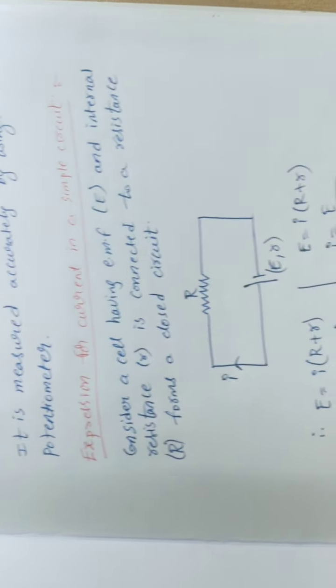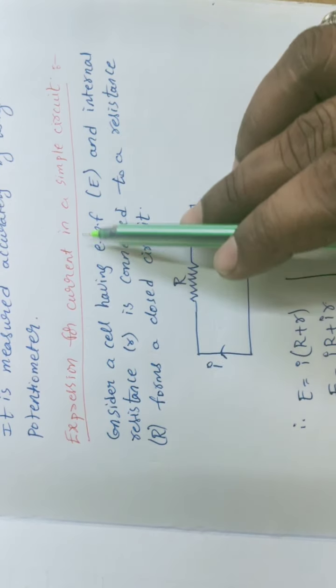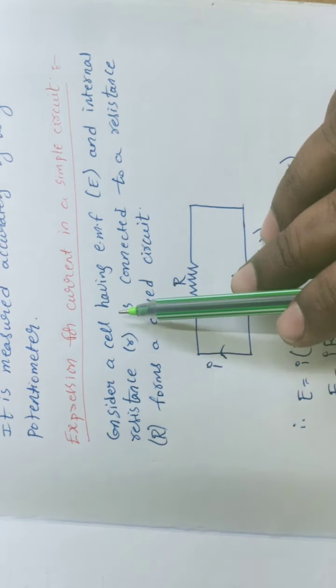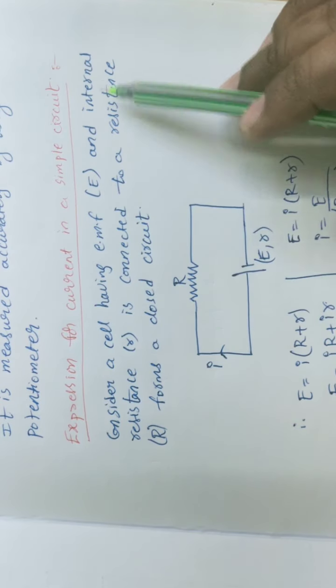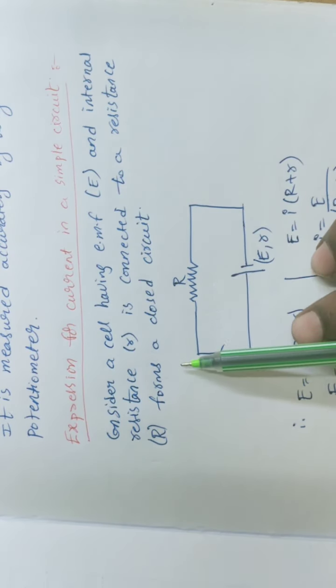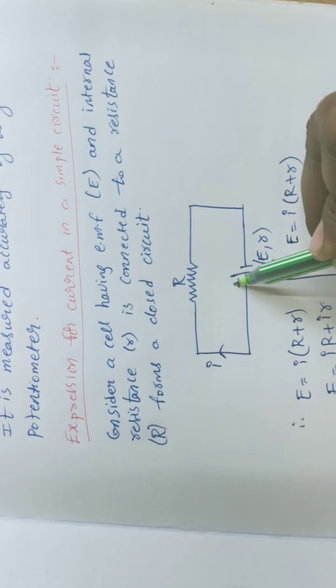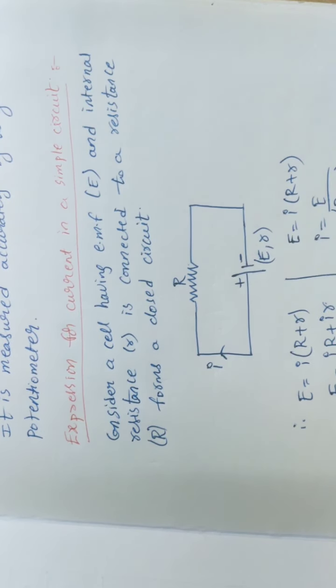Now observe, students, the expression for current in a simple circuit. Consider a cell having EMF E and internal resistance r connected to a resistance R, forming a closed circuit. Observe carefully, this is one closed circuit we have. In this closed circuit resistance R is present. Here one battery or cell is present. This is the positive terminal and this is the negative terminal. This battery has EMF capital E, and it also has some internal resistance small r.